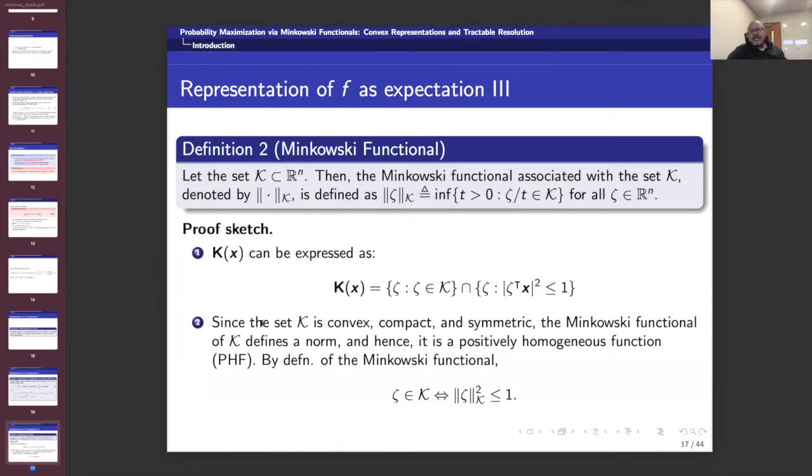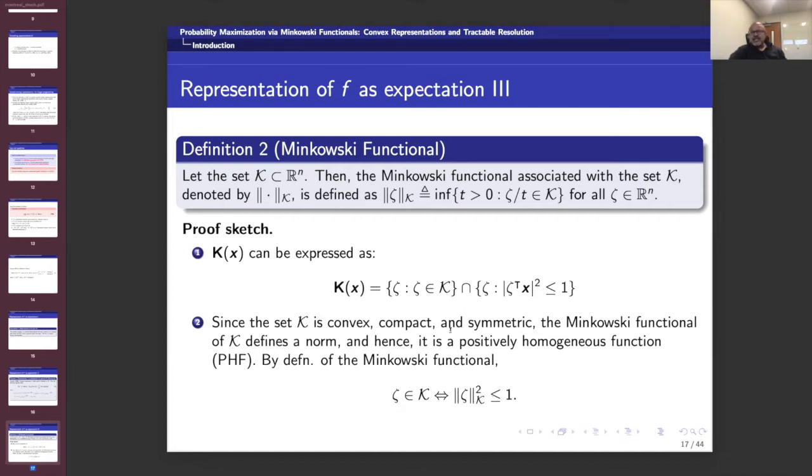Now the set K script is convex, compact, and symmetric, and the Minkowski functional defines a norm. Hence it is a positively homogeneous function, which I'll refer to by the acronym PHF. By the definition of the Minkowski functional, zeta lies in K script if and only if the norm of zeta squared with respect to K script is less than or equal to 1. So this relationship holds.